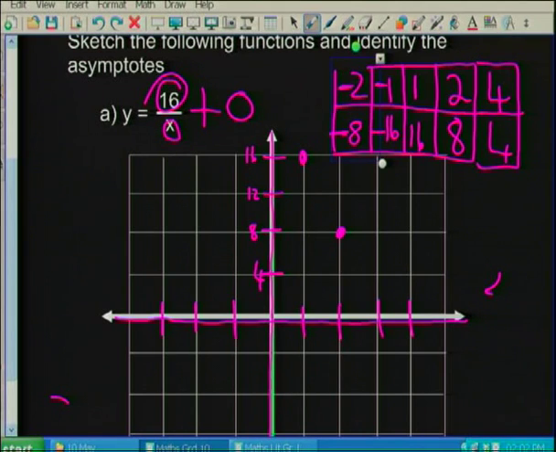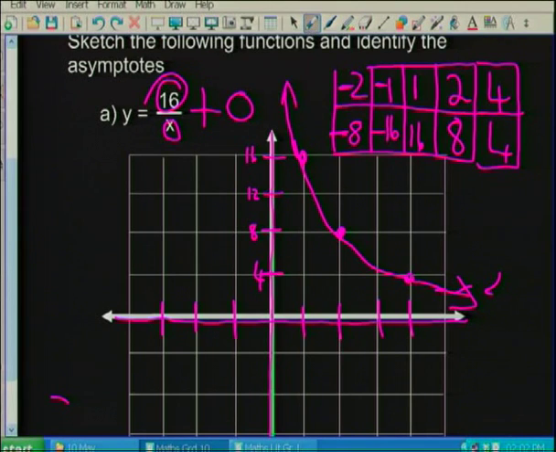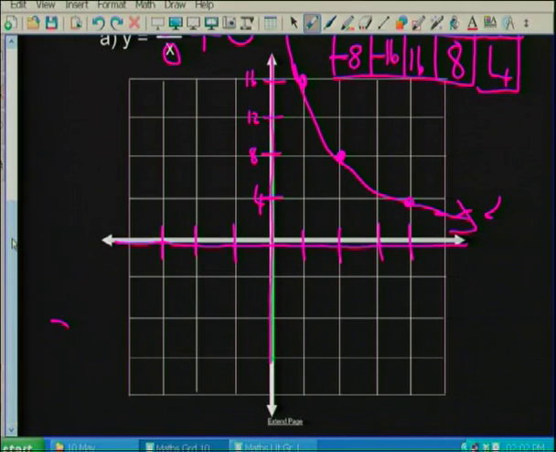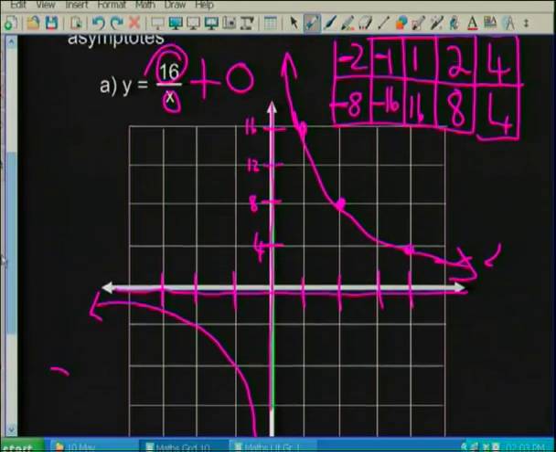1, 2, 3, 4. And connect the dots. Over here, it looks like my graph is about to intersect the asymptote, so I'm just fixing that quickly. Like that. And this graph will then be identically mirrored in the third quadrant. Right. So that's pretty straightforward.